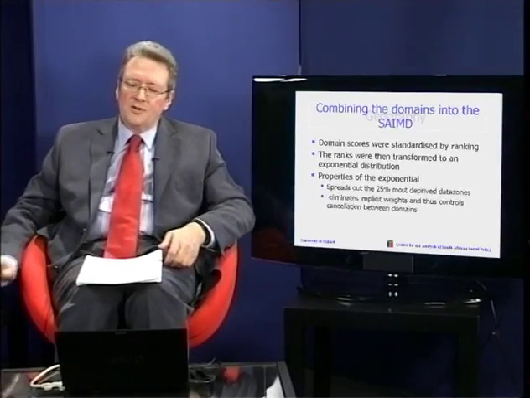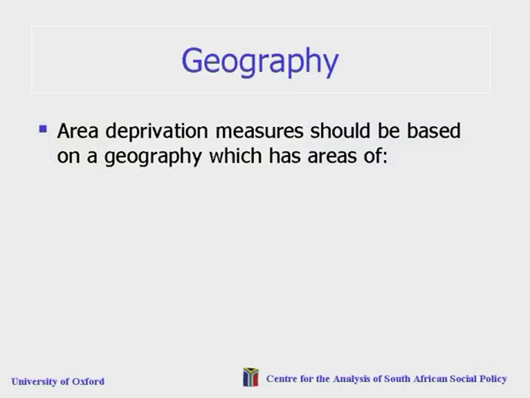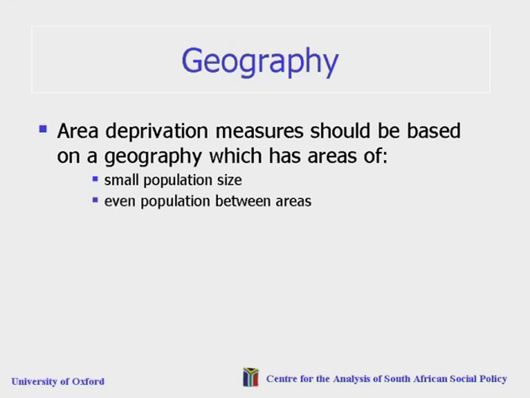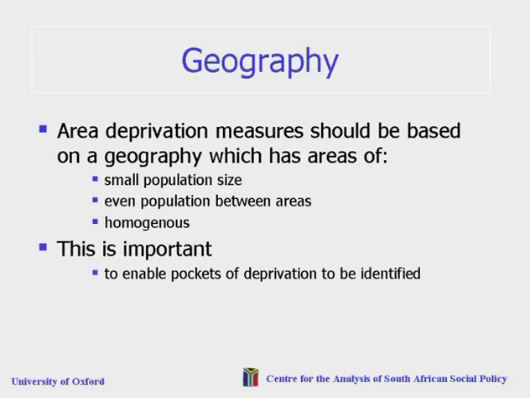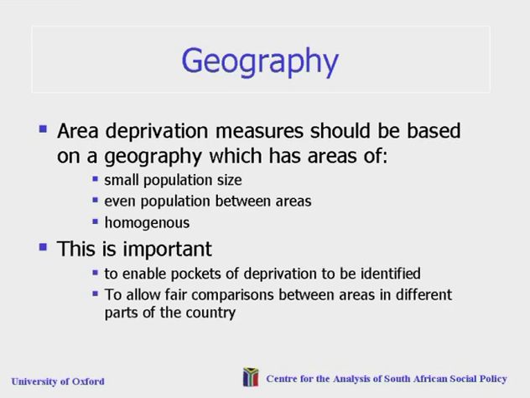Right, now I want to talk a bit about the geography that we use in order to describe deprivation across South Africa. Area deprivation measures should be based on a geography which has areas of relatively small population size, have an even population size between areas, and are relatively homogeneous. This is important to enable pockets of deprivation to be identified and to allow for fair comparisons between areas in different parts of the country.